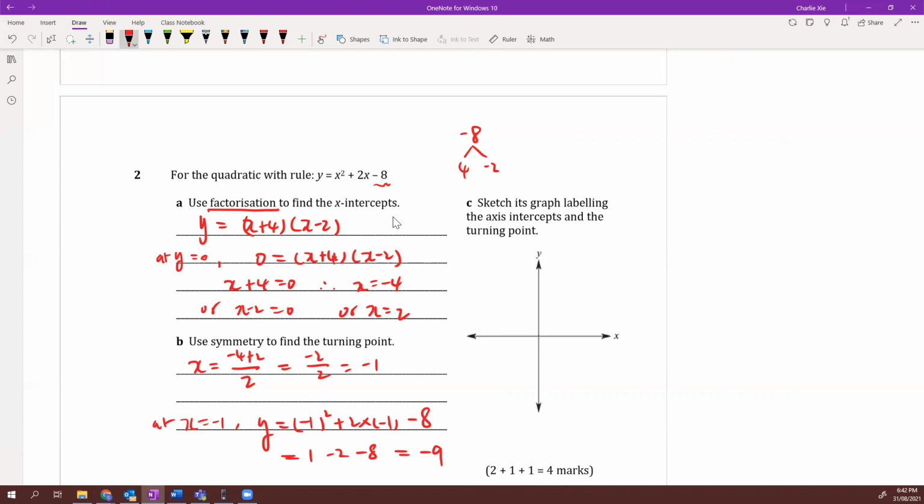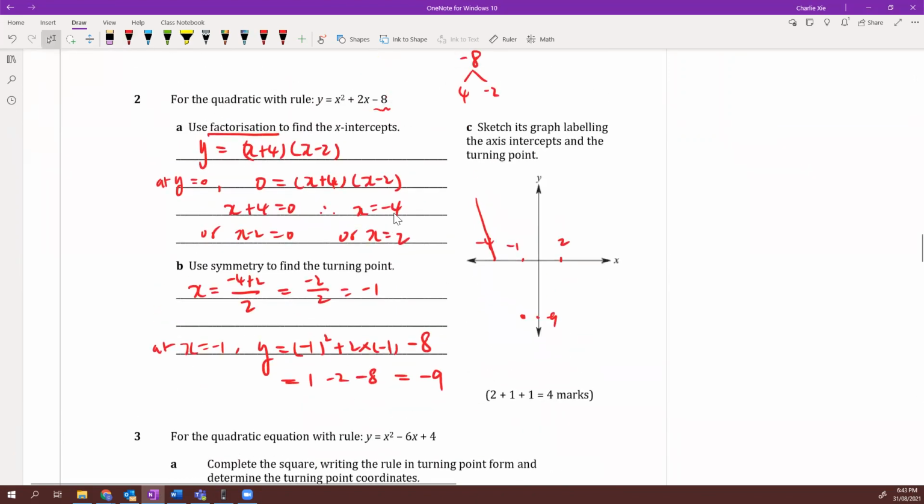And the last one, sketch the graph labeling the x-intercepts and the turning point. So at x equals negative 1, your y is negative 9, so negative 9 approximately here. And then your y-intercept, did we get our y-intercept before? No, not yet. Well, we've got our x-intercepts: one is negative 4, the other one is 2. Labeling the x-intercepts, we're still missing a y-intercept.